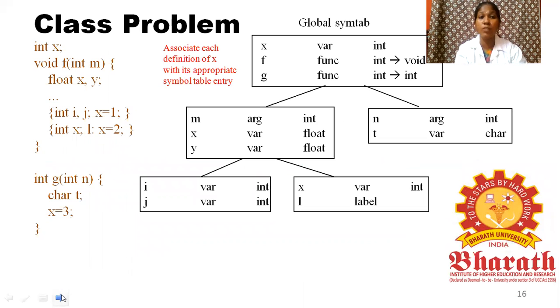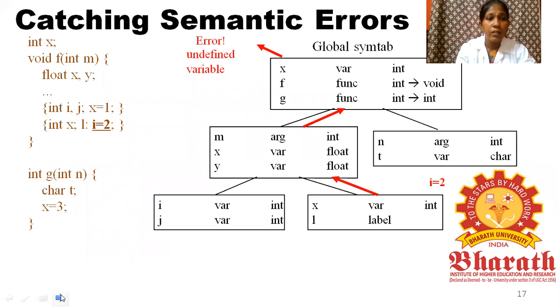Next, this is a class problem. We have to associate each definition of X with its appropriate symbol table entry. So again, we have to associate the definition of X alone. X is equal to 1, X is equal to 2, L, they have labeled it. Then X is equal to 3. How they have associated it, but this comes as an error. You can check the semantic error in this.